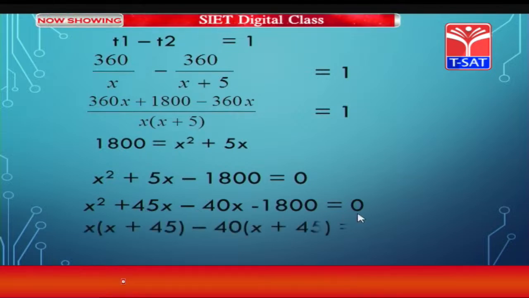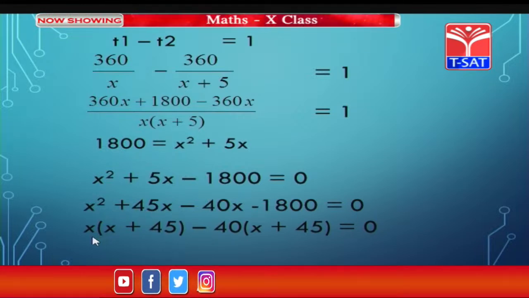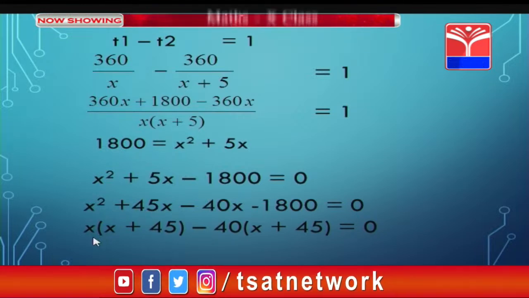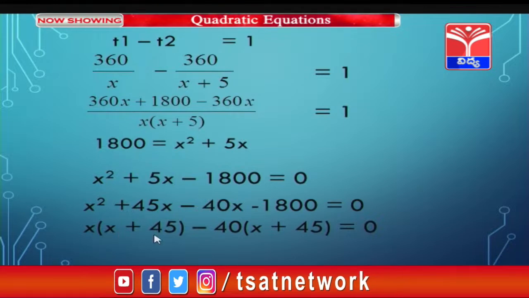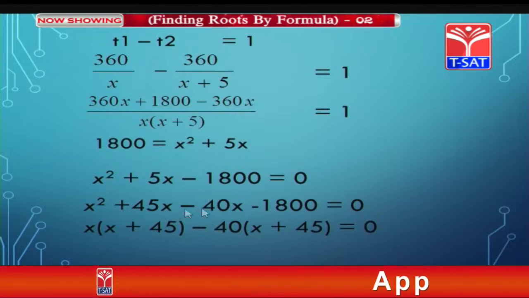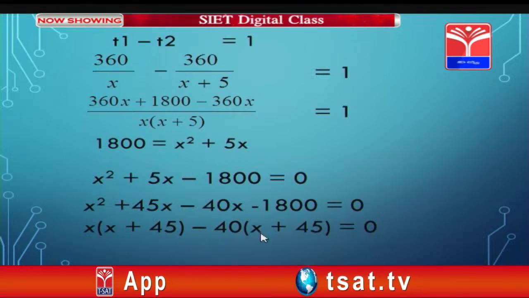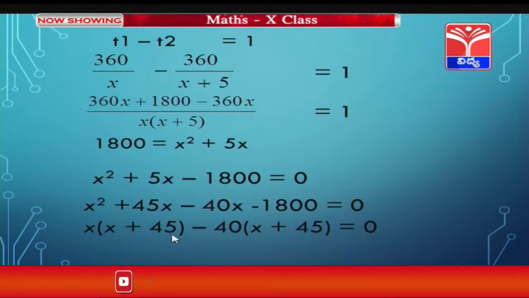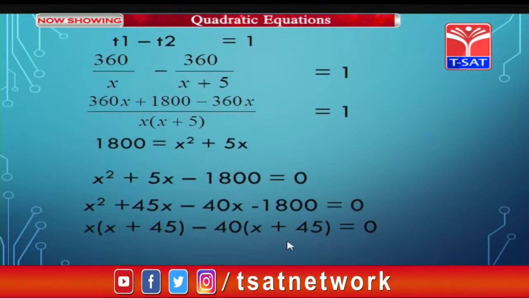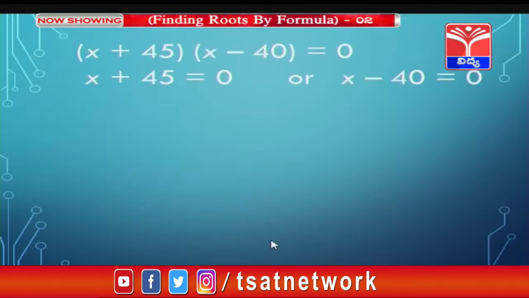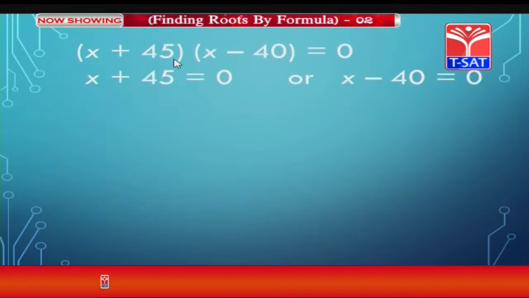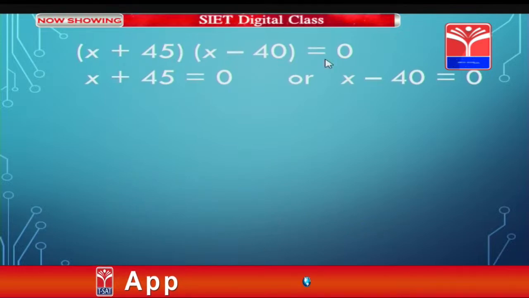Now, let us take the common in both the terms here. I take x as common. So, I get x into x plus 45, and I take minus 40 common here, minus 40 into x plus 45 is equal to 0. We observe x plus 45 is present in both the terms. So, let us take this as common. I get x plus 45 into x minus 40 is equal to 0.